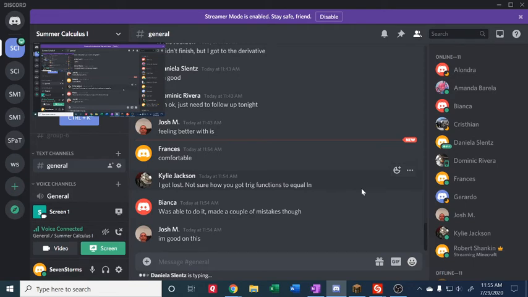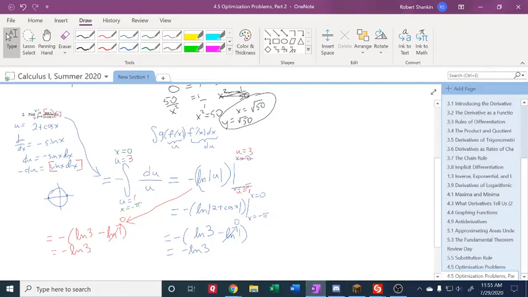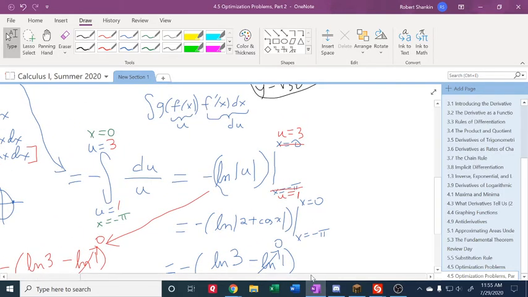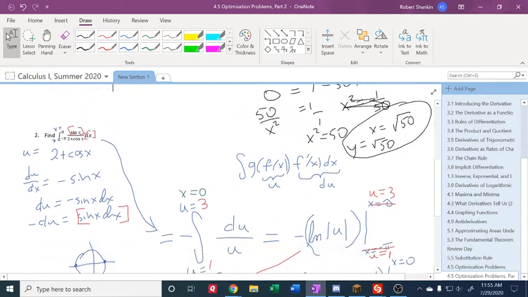Kylie, right, not sure how you got trig functions to equal ln. Let's review that real quick. Alright, so let me enlarge this a bit again. So we did our u substitutions, and the u was this trig function, 2 plus cosine x. But then when we rewrote this, without using x anymore, there's no trig anymore.